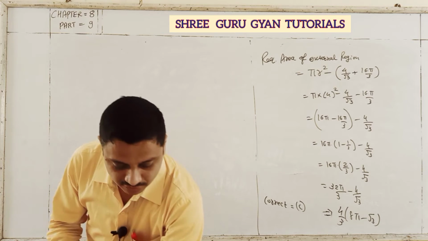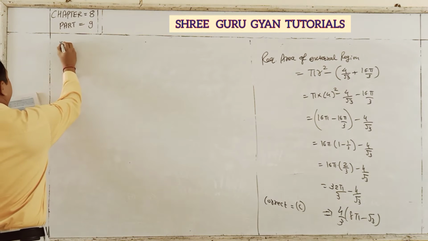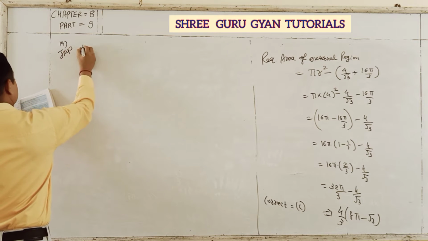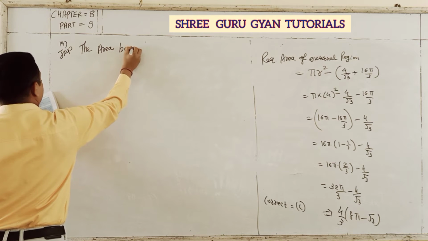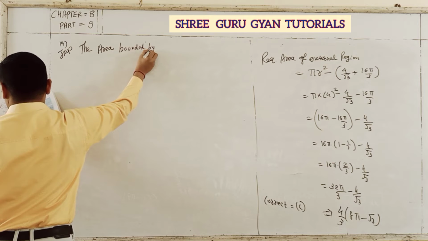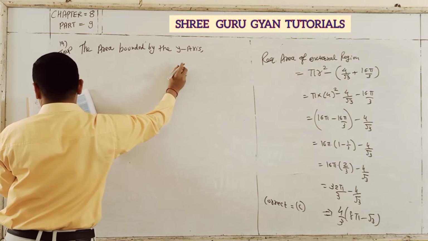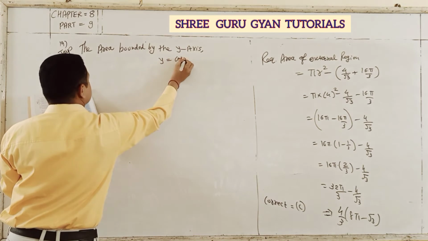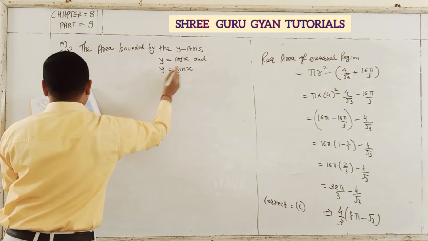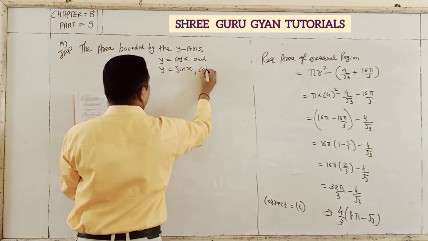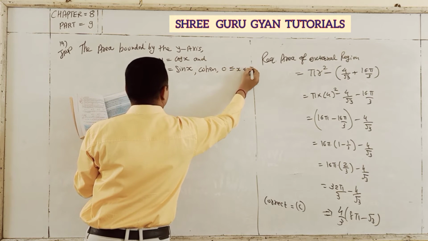Find the area bounded by two curves and the y-axis. This is also an important MCQ. The area bounded by the y-axis, y is equal to cos x and y is equal to sin x, when x goes from 0 to pi by 2.